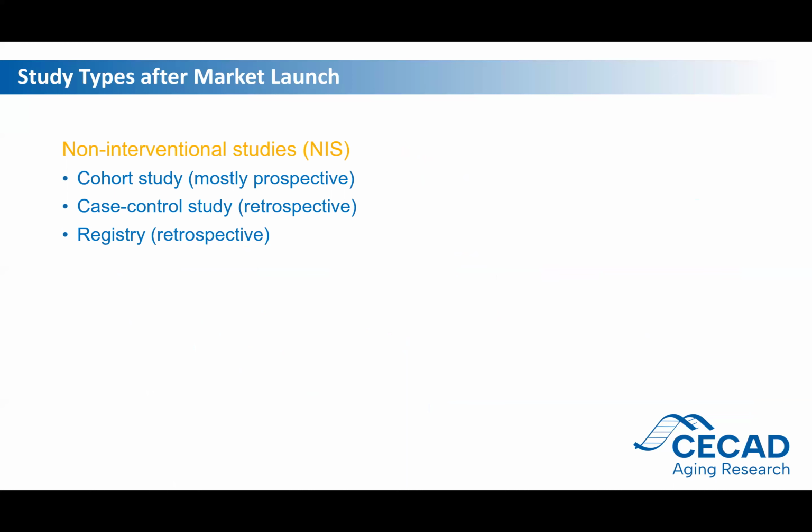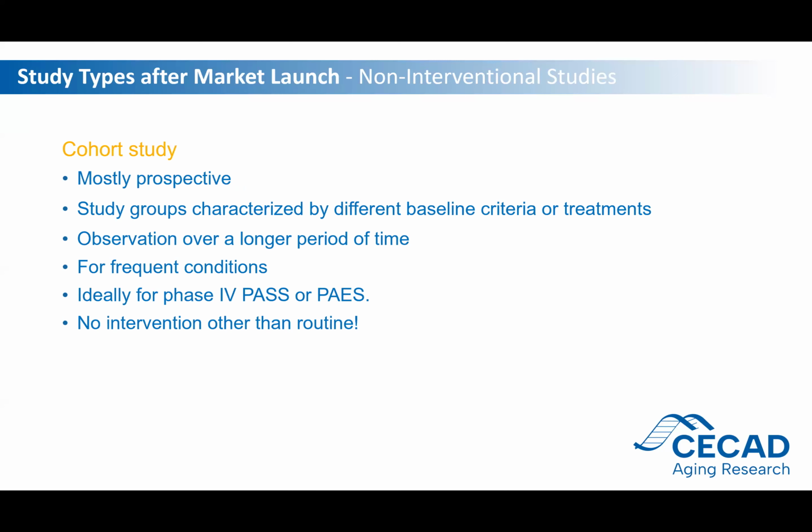So this is like the cohort study, which is usually done in a prospective way, a case control study, which is retrospective procedure, or a registry, which is also a retrospective approach. A cohort study, as I've just said, is mostly prospective, and the study groups, or the cohorts, as the name indicates, are characterized by different baseline criteria or treatments.